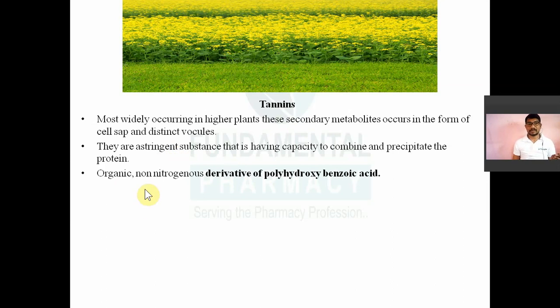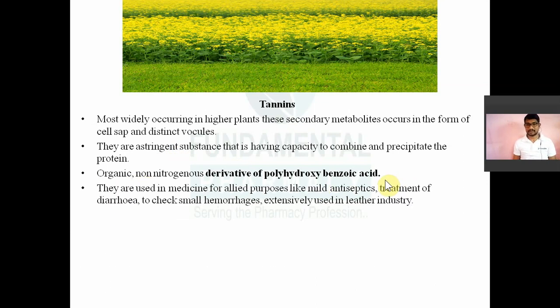They are organic compounds, non-nitrogenous. Remember, organic non-nitrogenous derivatives of polyhydroxybenzoic acid. Alkaloids will have nitrogen in their structure, and some glycosides will also have nitrogen in their structure. These tannins are not nitrogen-containing compounds. They are organic, non-nitrogenous, and derived from benzoic acid. They are derivatives of polyhydroxybenzoic acid.